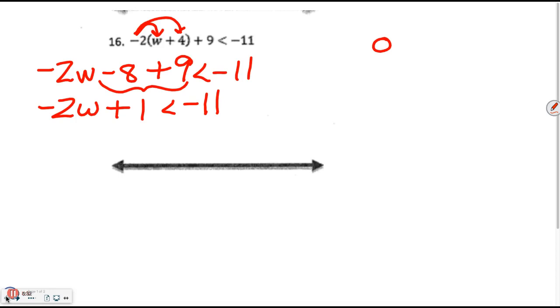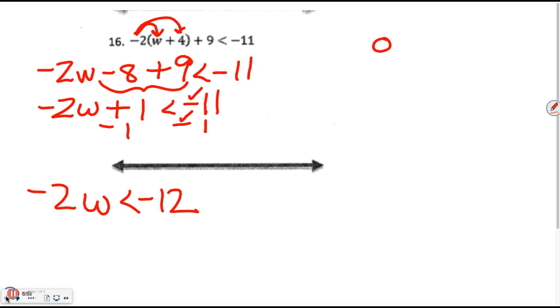What do I do next? Minus the 1. Yes. All right, and I'll get a -2w less than, be careful with the -11 down one that you don't say it's some sort of a 10. It's a -12. Okay, now you would do what you would always do. Now here's where you gotta be careful. There's one little glitch.